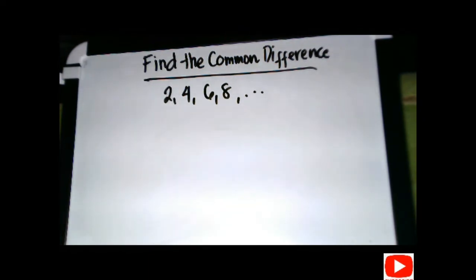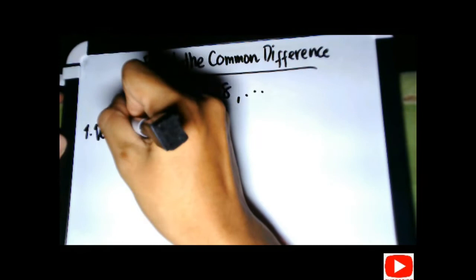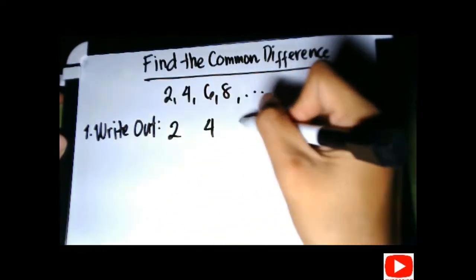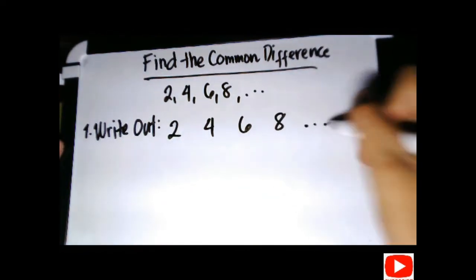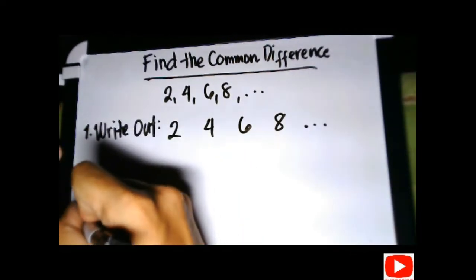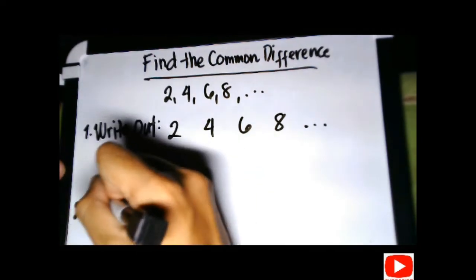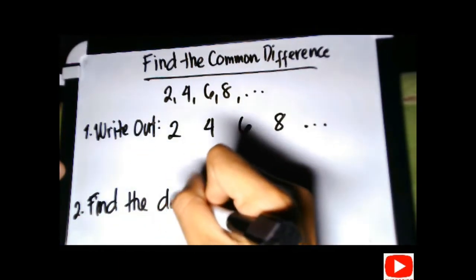Okay, this time let's find the common difference. For example, 2, 4, 6, 8, and so on. Now, in getting the common difference, let's write out first the sequence. 2, 4, 6, 8, and so on. In getting the common difference, let's find the difference.